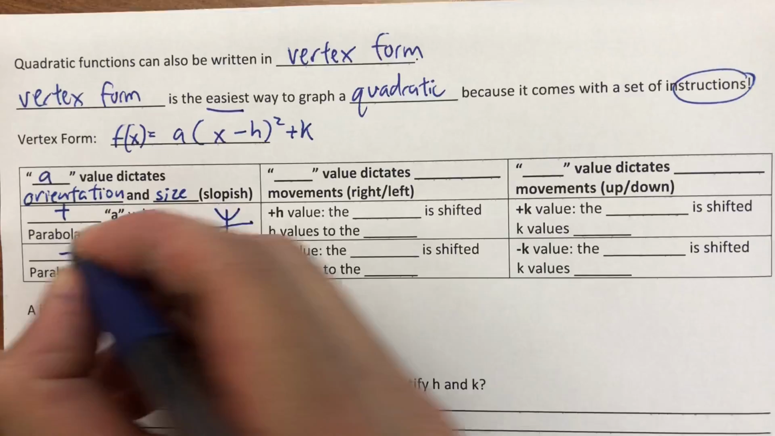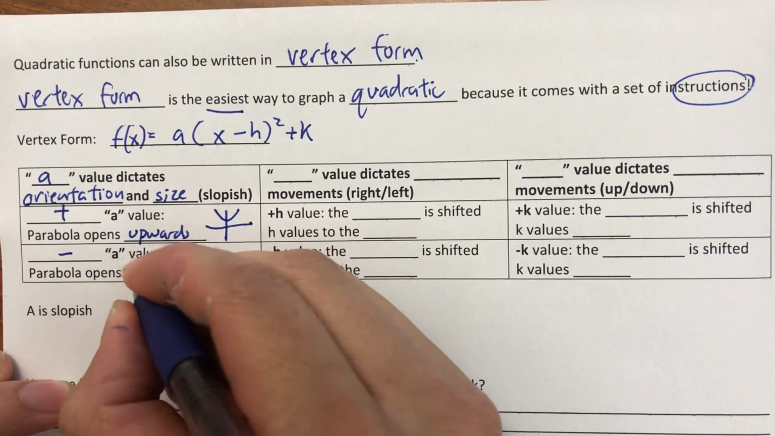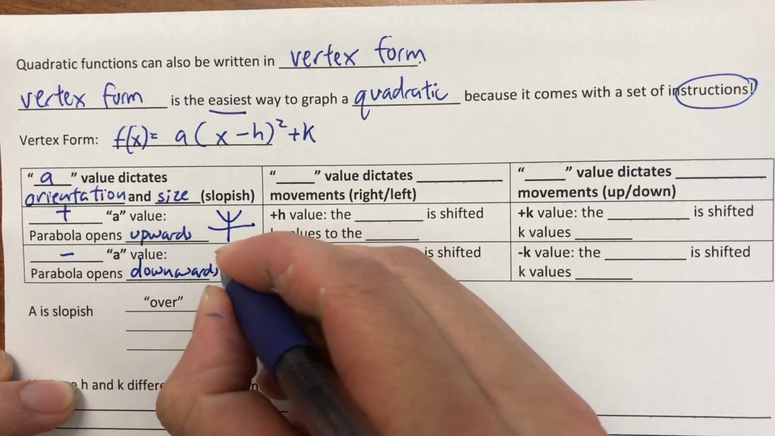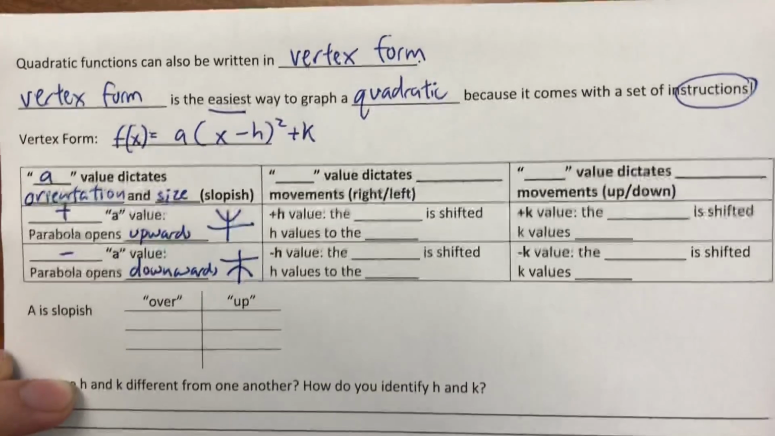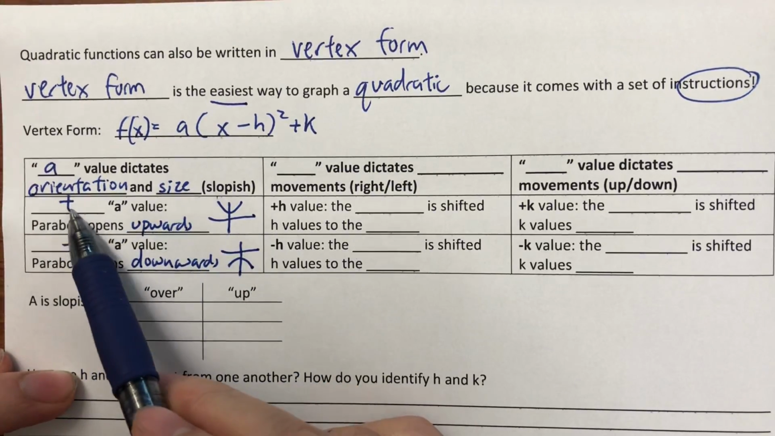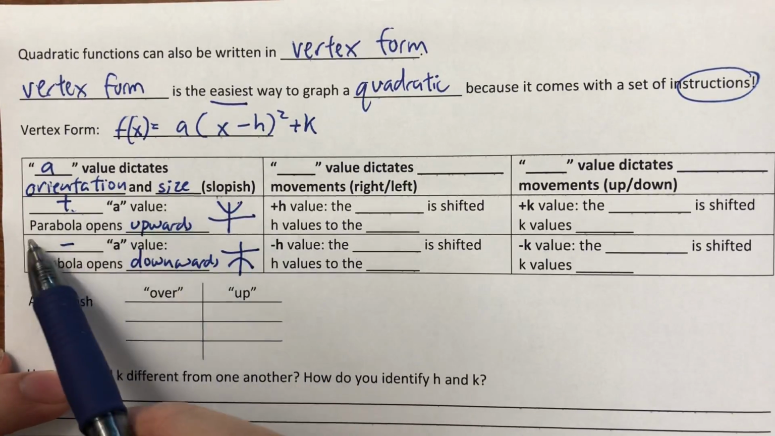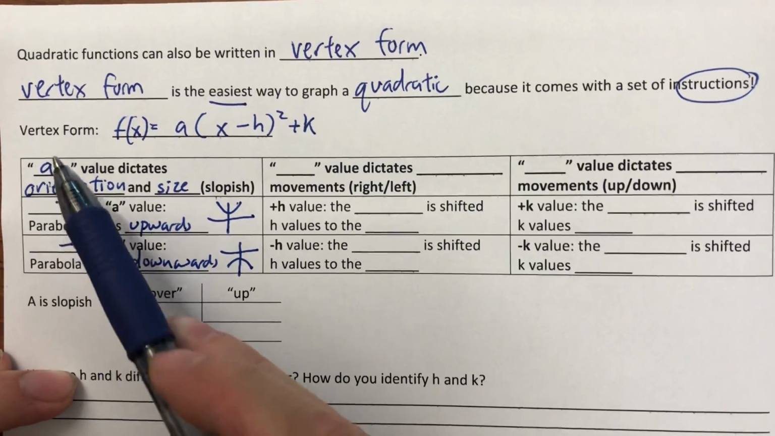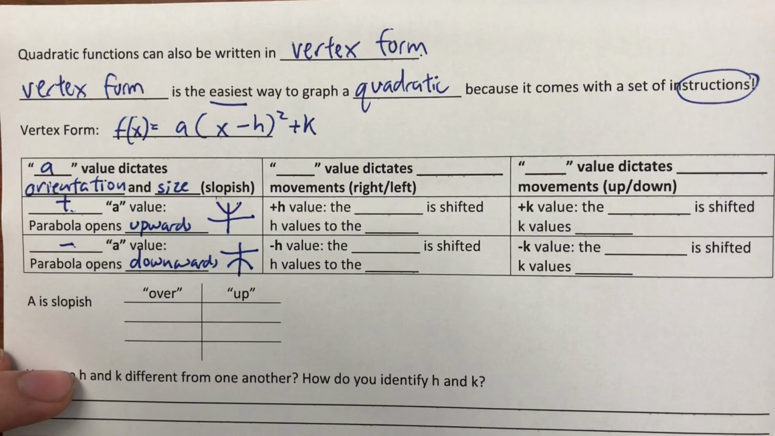And a negative a value means the parabola opens downwards. It opens down like this. You want to try to remember it? Positive is upward, kind of like if you're being positive, you're smiling. If you're being negative, you might be frowning. So that's a good way to remember how the a value corresponds.